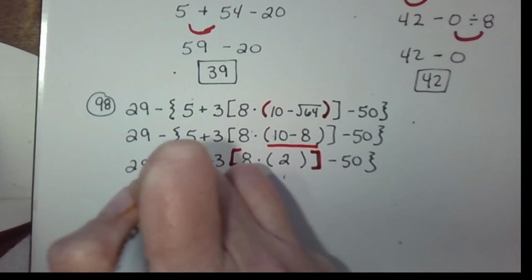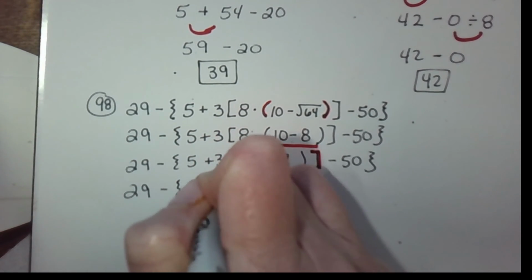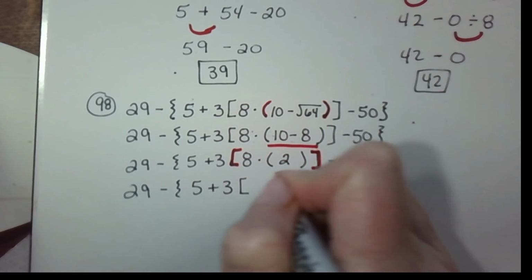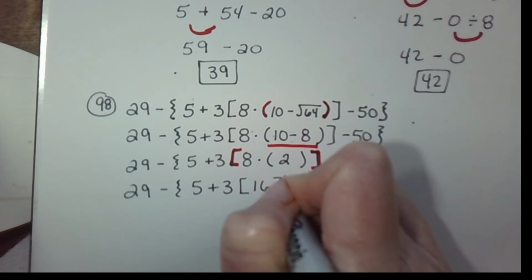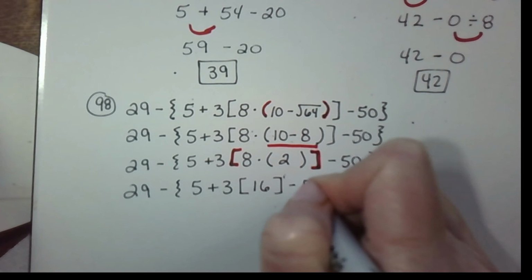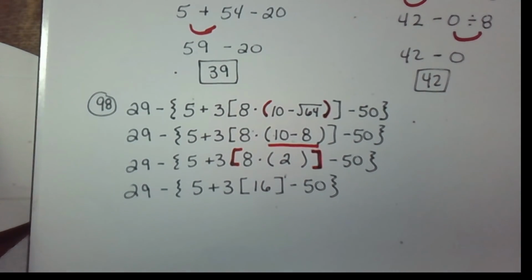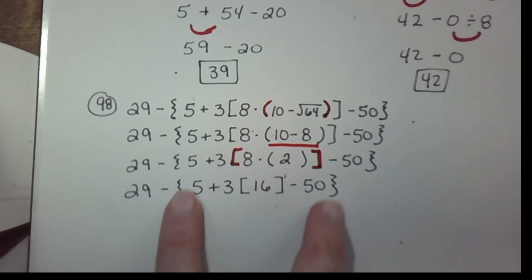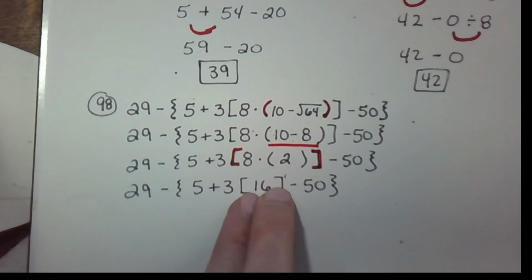Okay, so 29 minus 5 plus 3, 8 times 2 is 16. Minus 50. Okay, did that. On the next set of grouping symbols, working outward, I've got this down to one number, and I'm going to just gradually work outward until I get what's in the squiggly brackets down to one number.